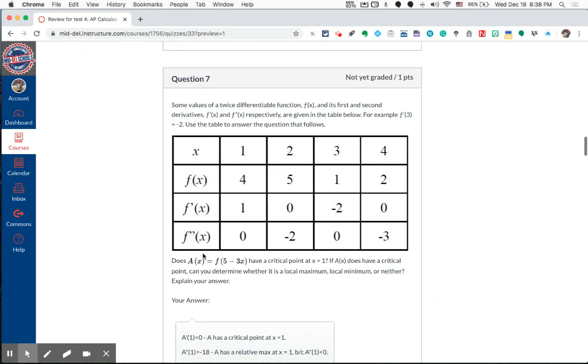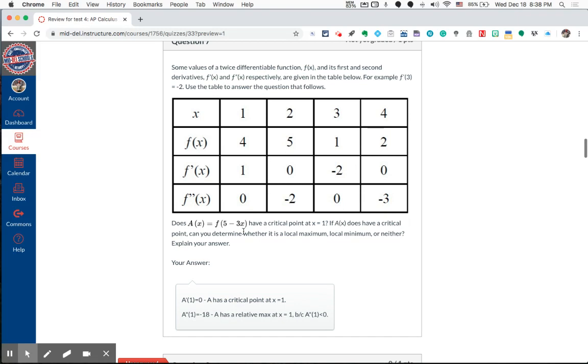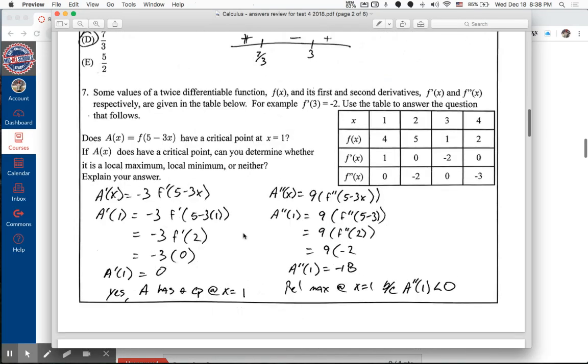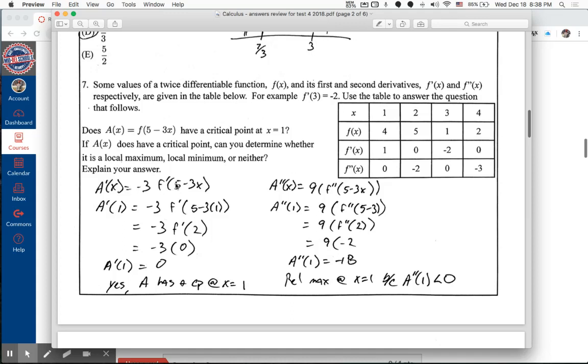All right, so then we have the table problem. So A equals f of 5 minus 3x. So we take the derivative, which is here. We want to figure out if it's a point or a critical point at 1. So that means I need to plug 1 in. So 5 minus 3 times 1 produces a 2. I need f prime of 2, which is 0. 0 times -3 gives me 0. So since my derivative at 1 is 0, that means yes, it is a critical point.